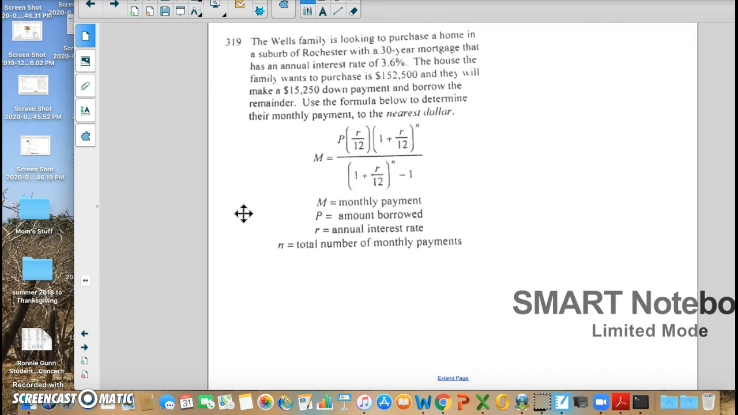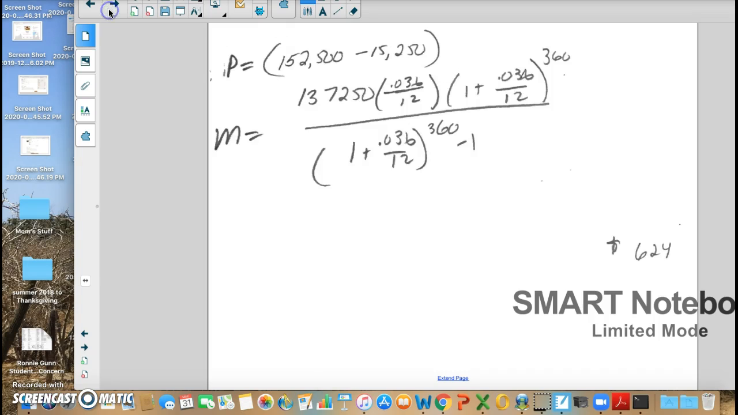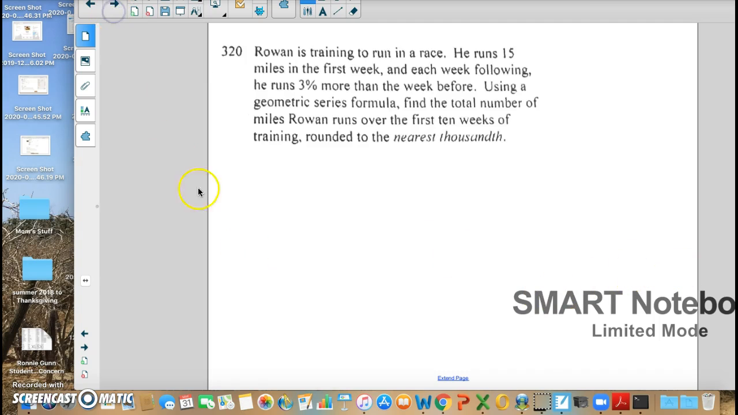Okay, you can see it's similar. So at this point I want you to just try the problem, pause, and then turn to the next page when you're ready. This came out to $624. This question's a little different. Take a moment, read the question, reread it a couple of times, pause, try to solve it, and then go on.